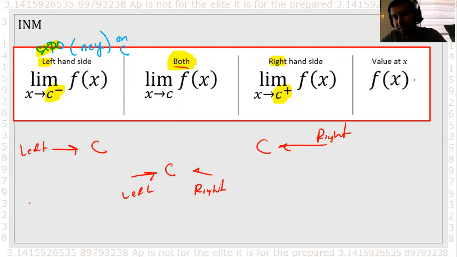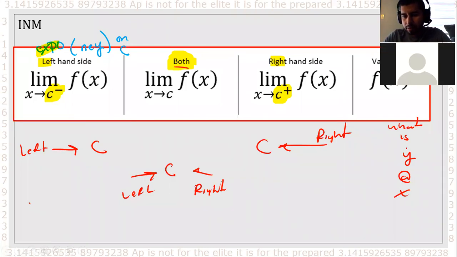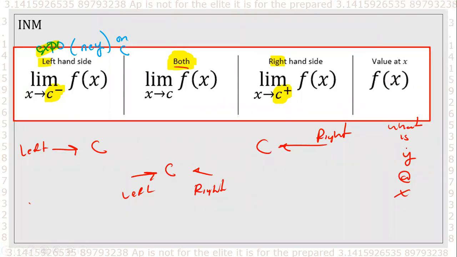And f of x is just pretty much asking what is the y value at x. So what is the height at that value? Any questions so far? No? All right.